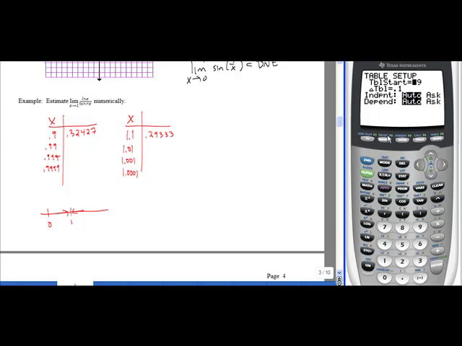So then if we go and we change our table start to 0.99, we're going to get 0.31981.